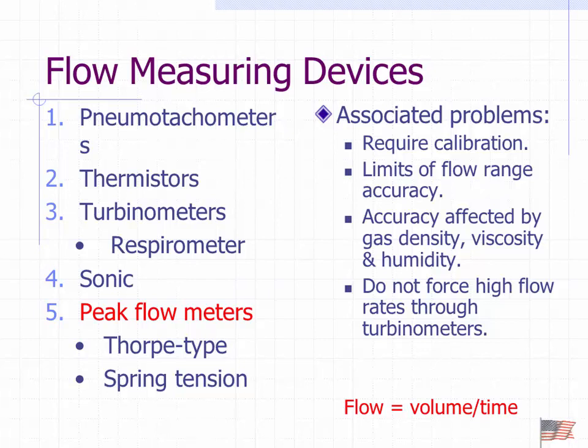Again, they usually need some kind of calibration. They have limits to how low of a flow or how high of a flow they can be accurate at. And they're affected by other things like humidity and viscosity of the gas. So if I'm using heliox through my ventilator, some ventilators can't function simply because the flow measuring device doesn't measure helium.